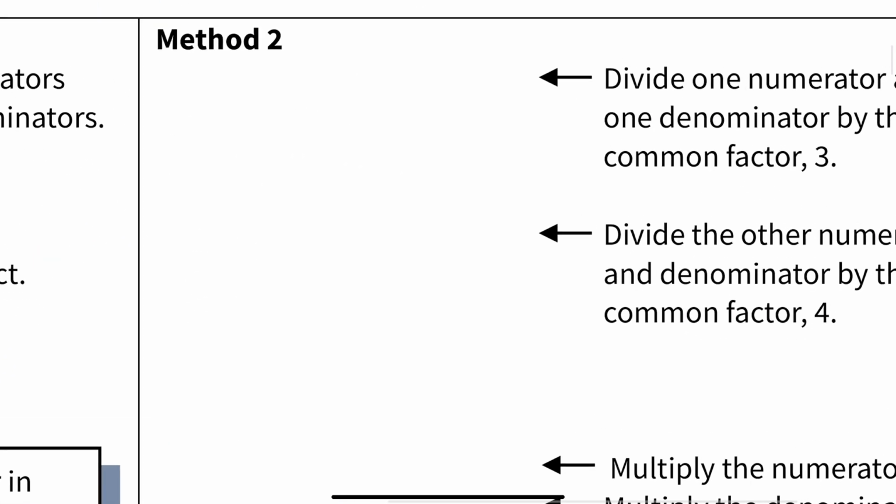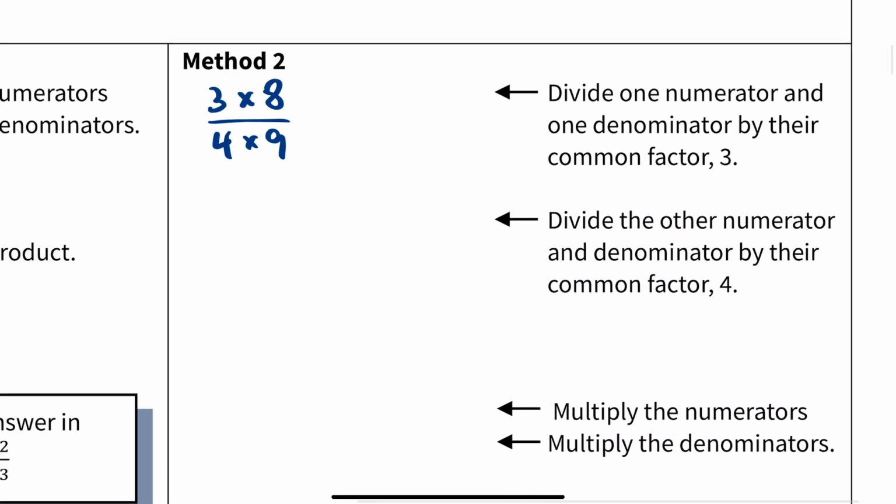Here's another method that we can use to carry out this problem. So I can write out the multiplication of the numerators and the denominators. So 3 times 8 over 4 times 9. Okay, and what you can notice is that I can divide one numerator and one denominator by their common factor, 3, right? So if you notice here, 3 and 9, if I divide them by 3, their common factor, I get 1 on the top and 3 on the bottom.